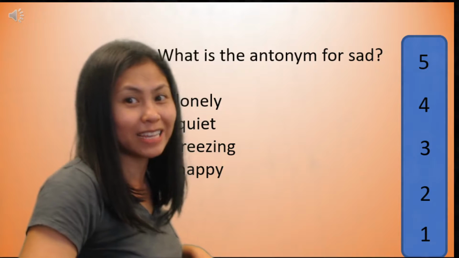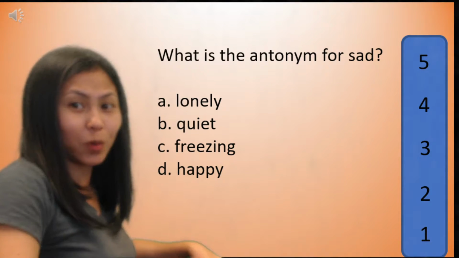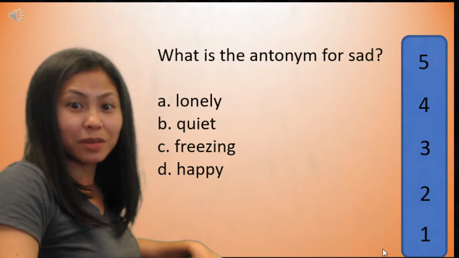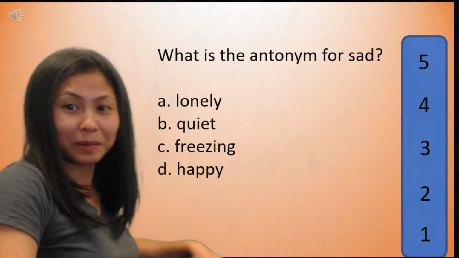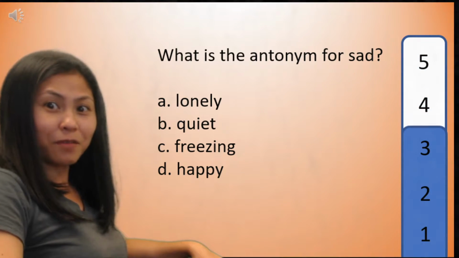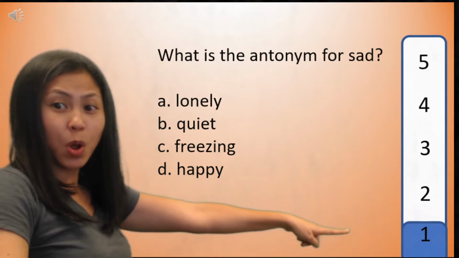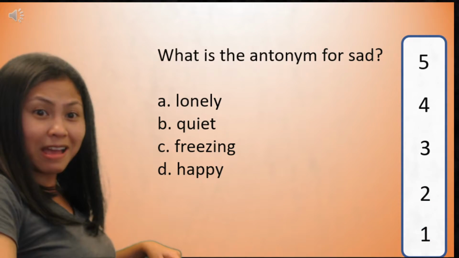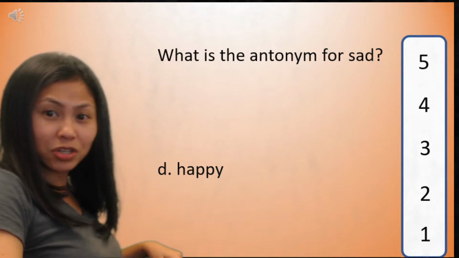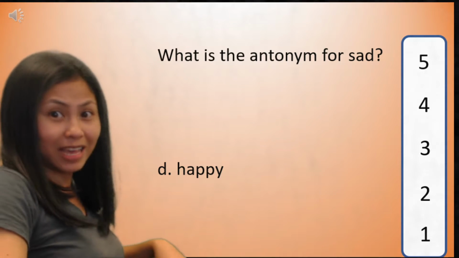You have 5 seconds to answer the question. So, what is the antonym for sad? 5, 4, 3, 2, 1. All right, if you answered happy, then you are correct.